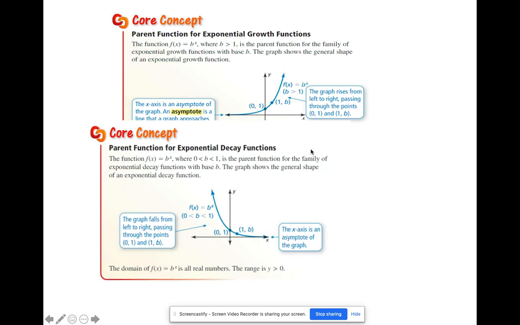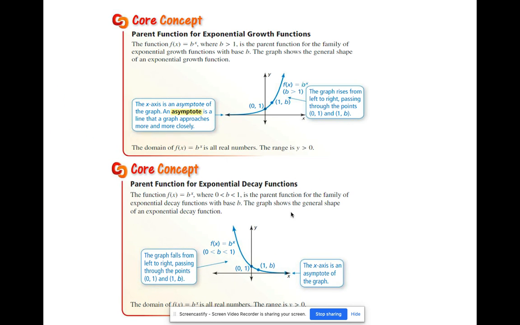That also goes for exponential decay. The graph goes down as x gets bigger and bigger, so it's decreasing. Still the x-axis is the asymptote, and the domain is all real numbers for x, and the range is all positive numbers.